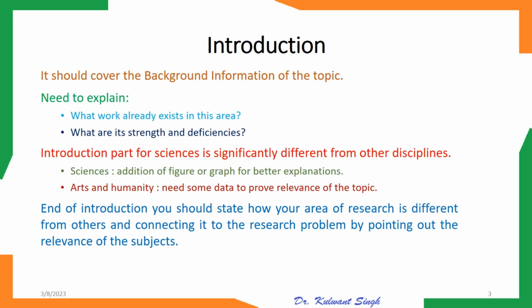Introductions for science and other streams are generally somewhat different. For science, we can add a few figures or graphs for better explanation of the content. But in arts and humanities, we need some important data to establish the relevancy of the topic. And at the end of the introduction chapter, there is a need to state how our research is different from the existing research, and we should also connect it to the research problem by pointing out the relevance of the subject area.